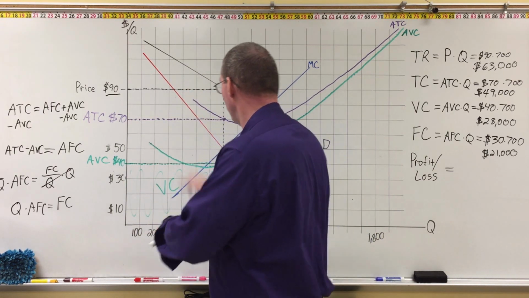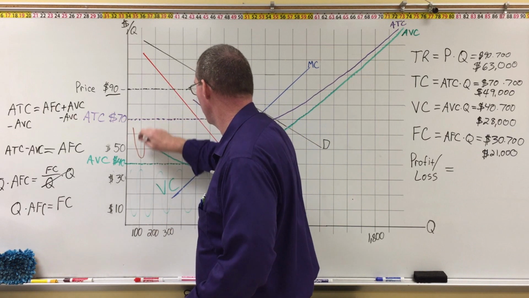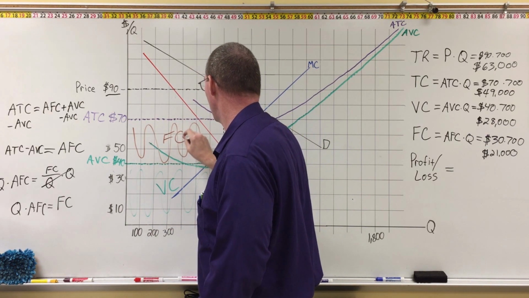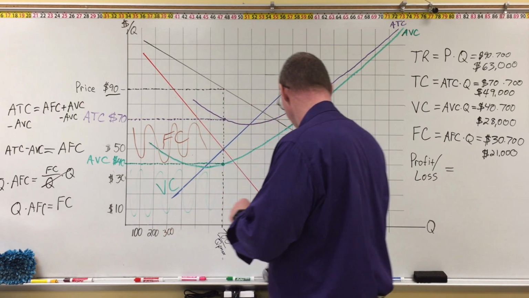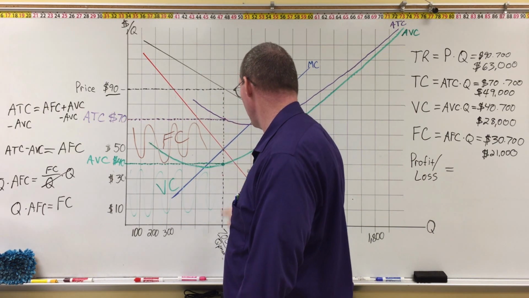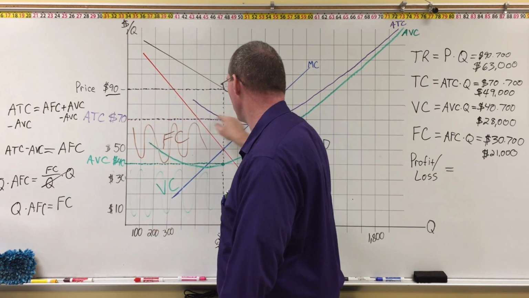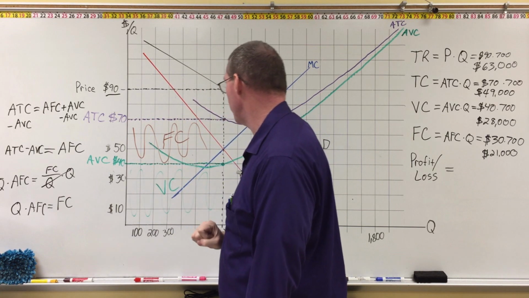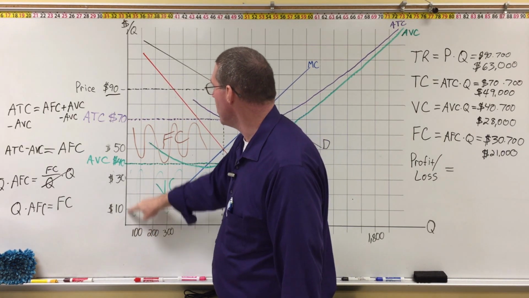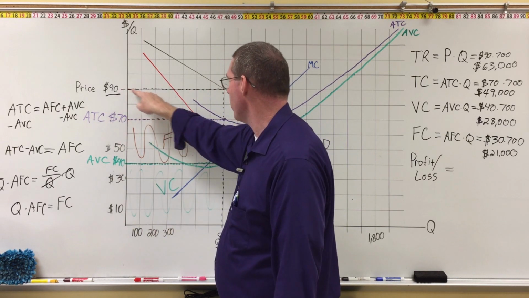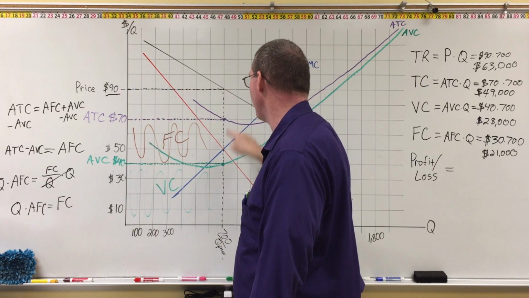That this rectangle right here, that is the fixed cost rectangle. The fixed cost plus variable cost rectangle, that is the total cost rectangle, because we know that total cost is equal to fixed cost plus variable cost. And then the super duper large rectangle here, all the way up to price, that is total revenue.